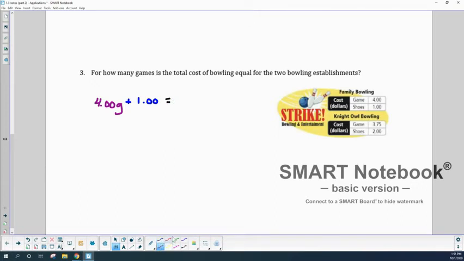So we want to know when that's going to be equal to the Night Owl Bowling. So that's $3.75 per game. So it'd be 3.75 G. And then that shoe rental is our flat fee or our initial fee. That's going to be at $2. So again, this would be the equation that you would set up for this problem, and then you would go ahead and solve.